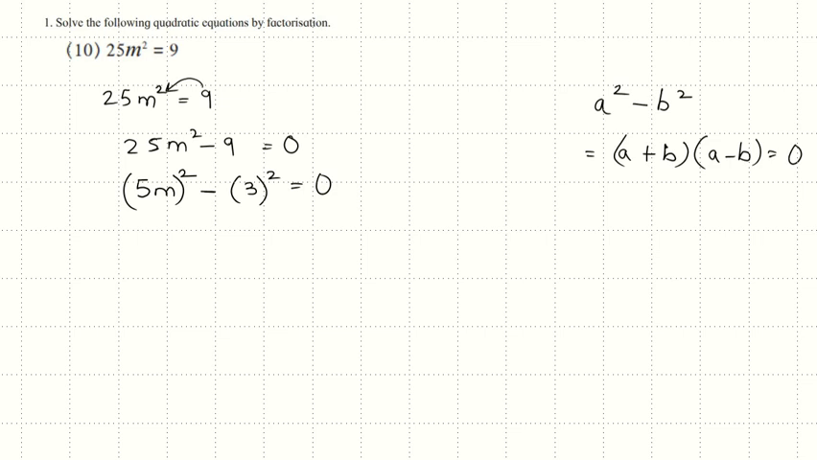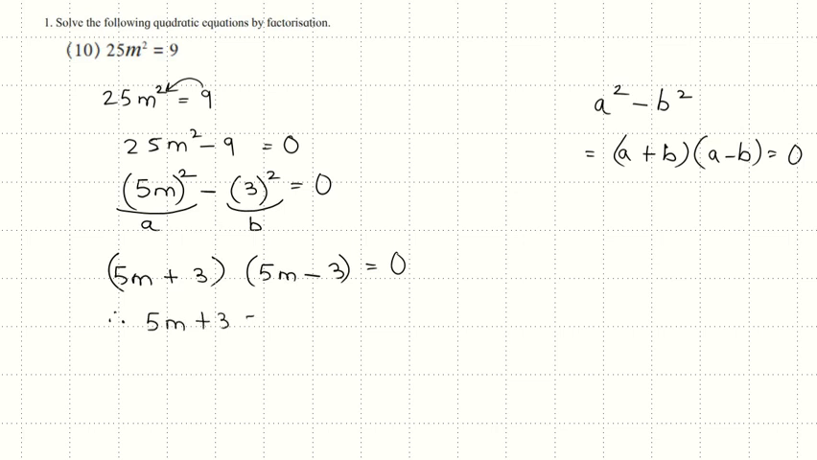These formulas make our equations easier to solve. So write this in the form of a plus b and a minus b. Consider this as a and consider this as b. So what we will get? a is 5m, plus b is 3, whole bracket into 5m minus 3 is equal to 0. Therefore 5m plus 3 is equal to 0, or 5m minus 3 is equal to 0.